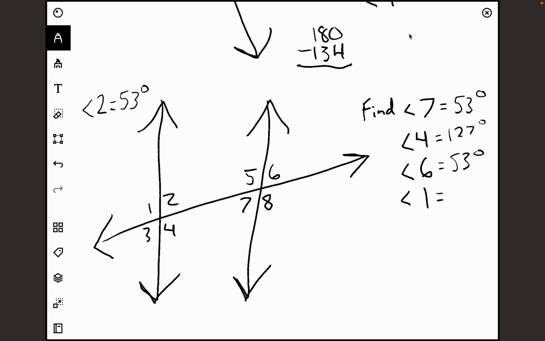Yeah, Julian? 127. How do we know that? Yeah, 1 and 4 are vertical angles, and 1 and 2 are supplementary, or they're a linear pair. Perfect. Do you have any questions about this?